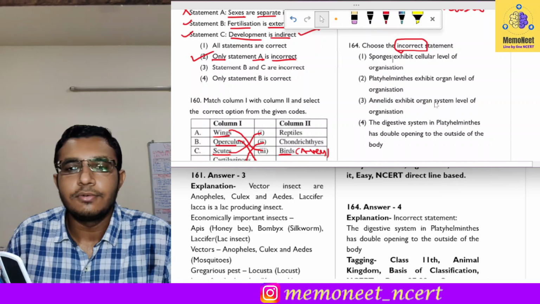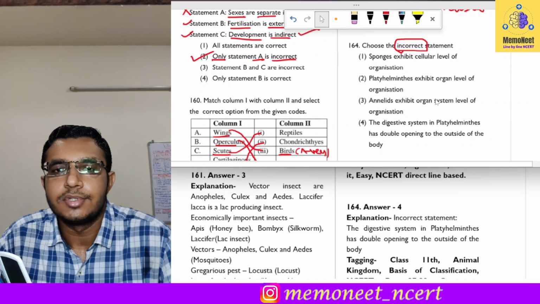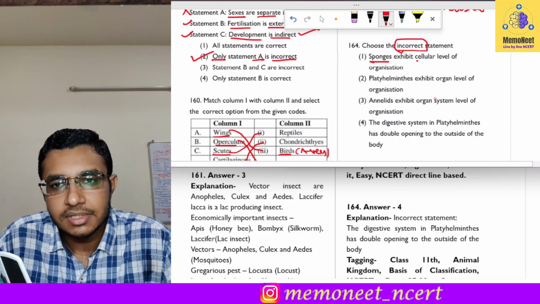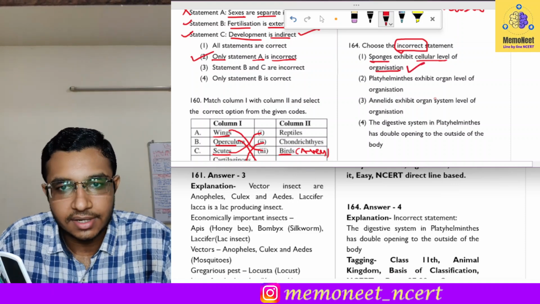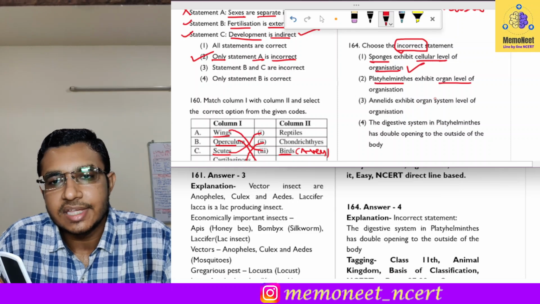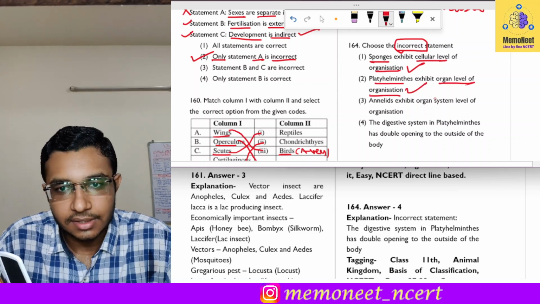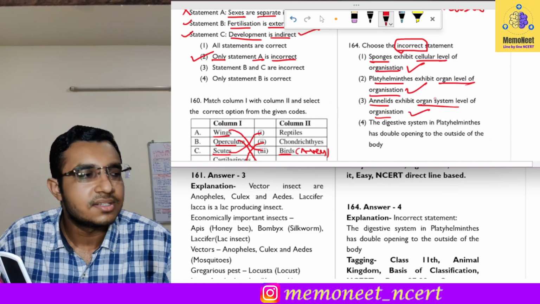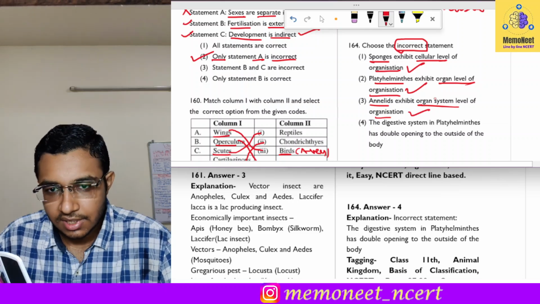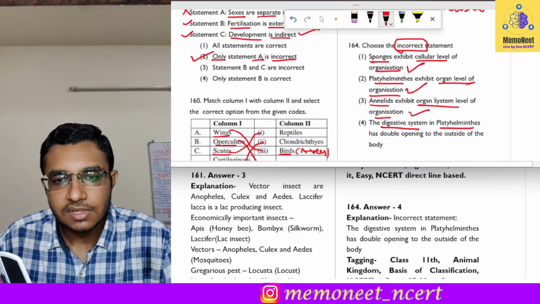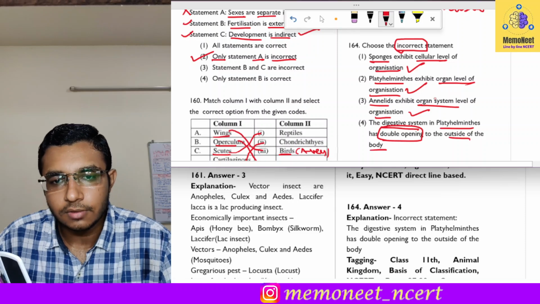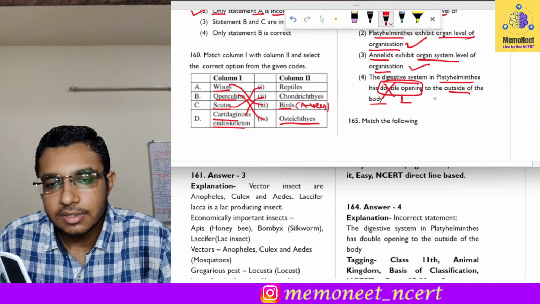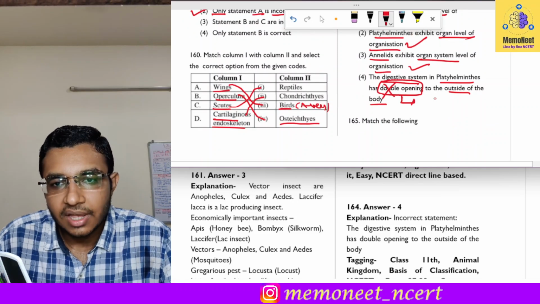Okay, so among the following 4 statements we have to choose the statement which is incorrect. Okay, so let us see them one by one. The first statement is sponges exhibit cellular level of organization. So yes, that is correct. Second is platyhelminthes exhibit organ level of organization. Yes, that is also correct. Then annelids exhibit organ system level of organization. That statement is also correct. And the fourth is the digestive system in platyhelminthes has double opening to the outside of the body. So is this correct? No, this is incorrect, because the digestive system in platyhelminthes has only single opening.